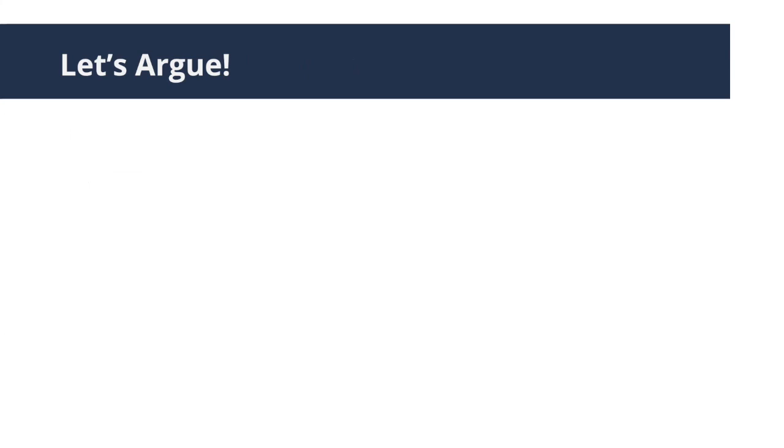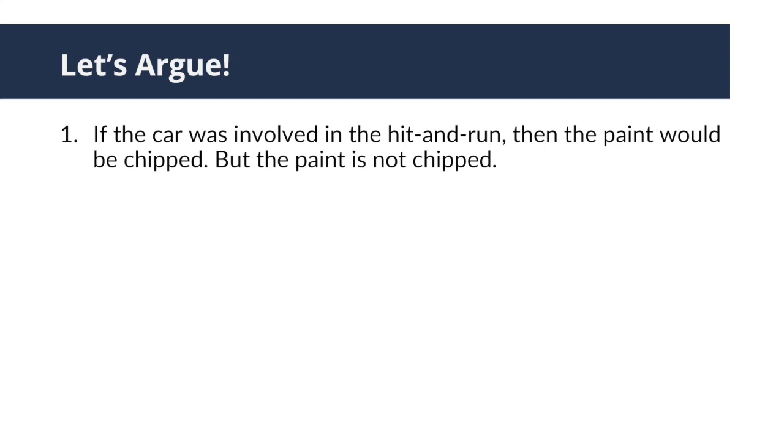Next, I'm going to show you 3 examples. Each example consists of a number of premises. So I would ask you, what can you conclude from the given premises? This is the first example. If the car was involved in the hit and run accident, then the paint would be chipped. But the paint is not chipped. What can you conclude? You can pause the video and think about it.